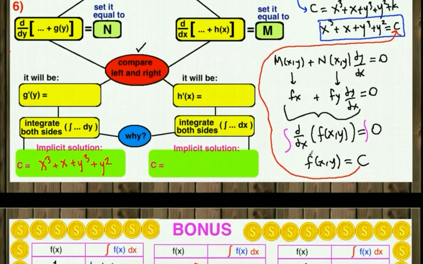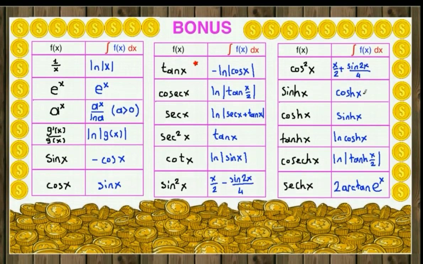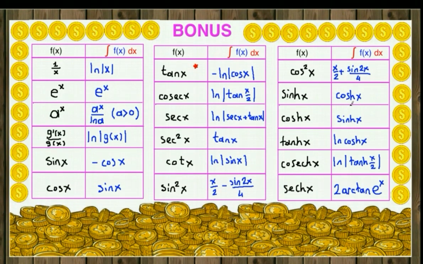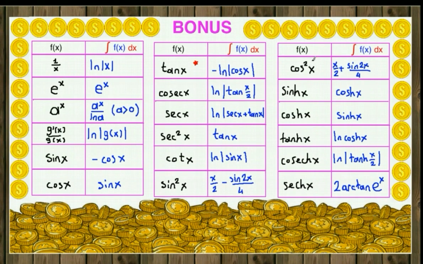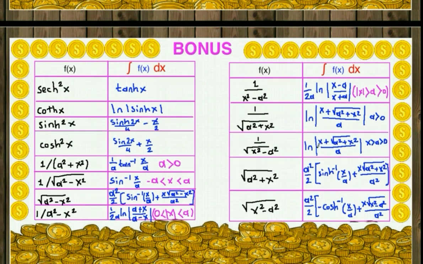Now let's go to our bonus. Our bonus is some standard integrals. It's going to be very helpful to know some standard integrals. So I call them back pocket integrals. I have added ln, some exponential functions, trigonometric functions, inverse trigonometric functions, and hyperbolic functions. So you can copy them and memorize.